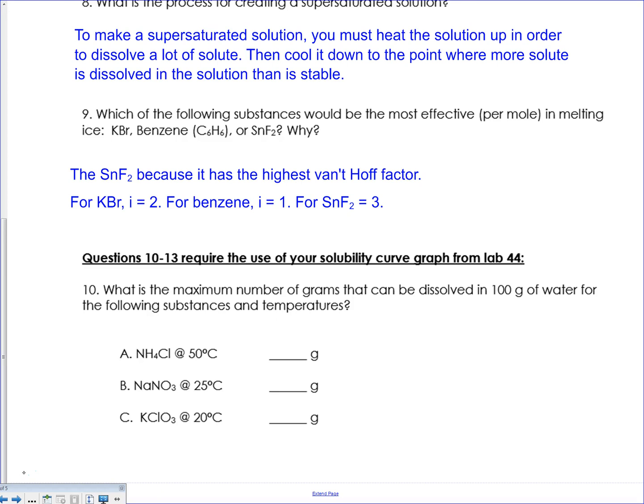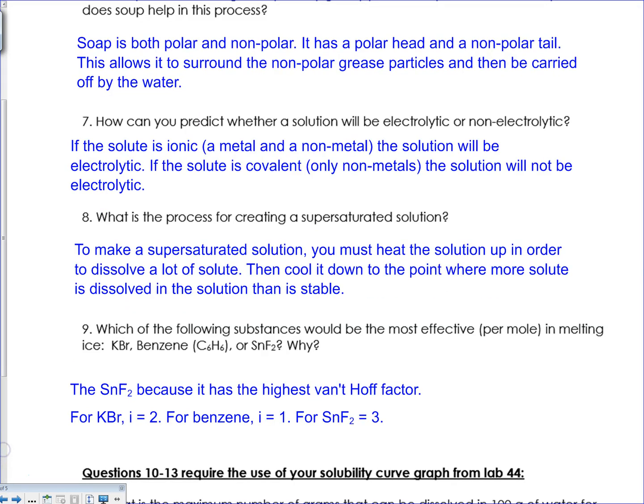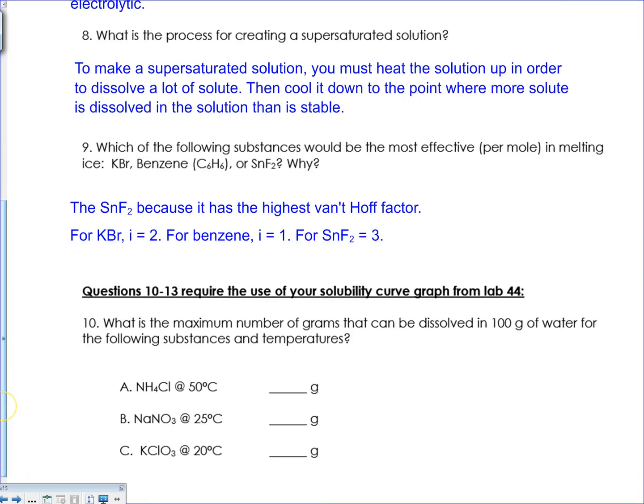So the first one here, ammonium chloride at 50 degrees. So we go here, we find ammonium chloride, and we find 50 degrees. So you kind of just trace up 50 degrees, and you find that ammonium chloride, it looks like it's right here, okay, and so that looks like it'd be 50 grams for that one.